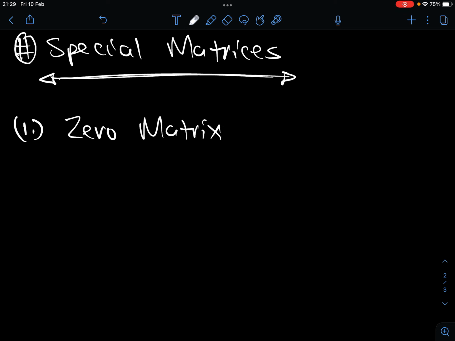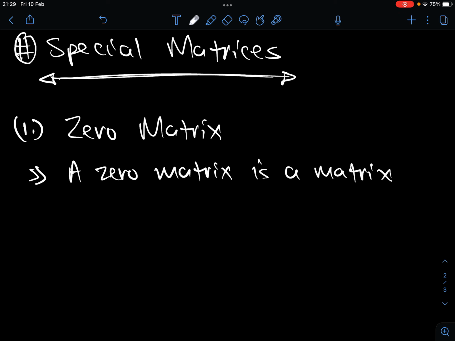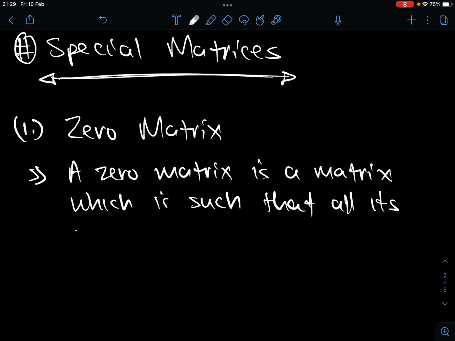You see, so we have this matrix that is called a zero matrix. So what is a zero matrix? A zero matrix is a matrix which is such that all its entries are zero. You see that? So it is that matrix which is such that all of its entries are equal to zero.